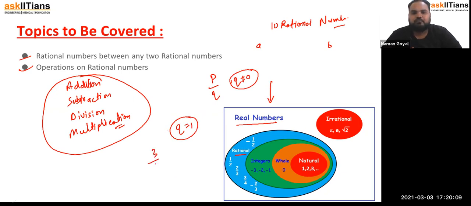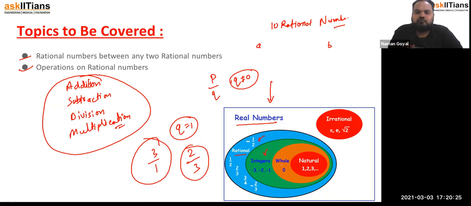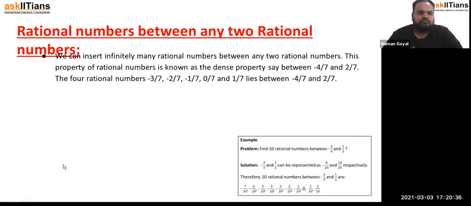For example, 3 upon 1 is a rational number where q is 1, so 3 is an integer. If I write 2 by 3, it is not an integer, it is a fraction. So rational numbers include fractions and integers. In integers there are two categories: whole numbers 0, 1, 2, 3, 4, 5, 6, and natural numbers. All these numbers are real numbers.